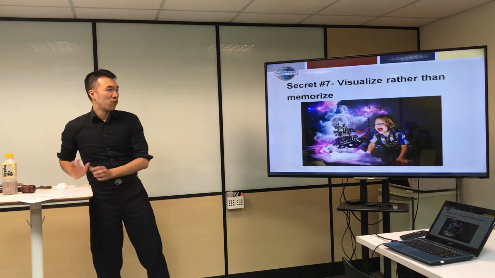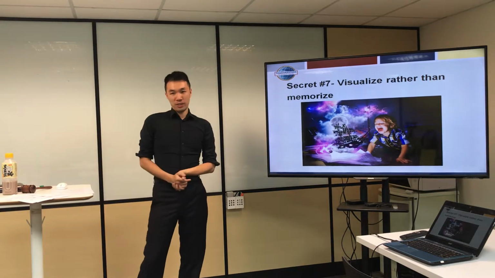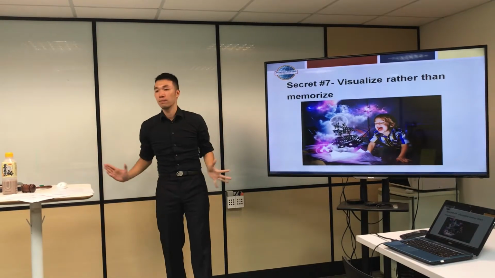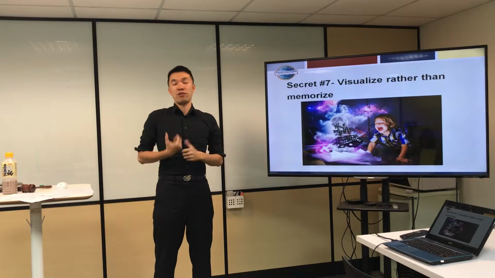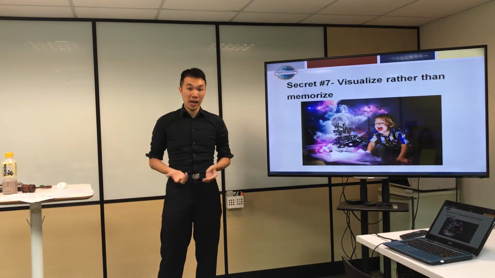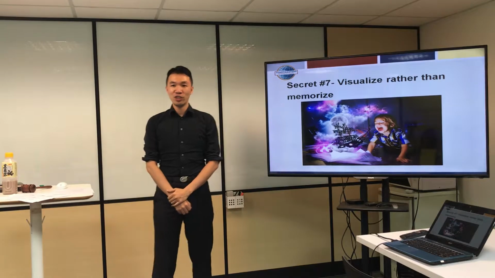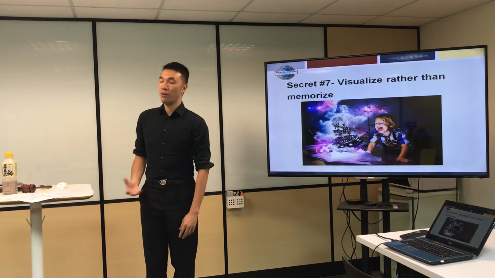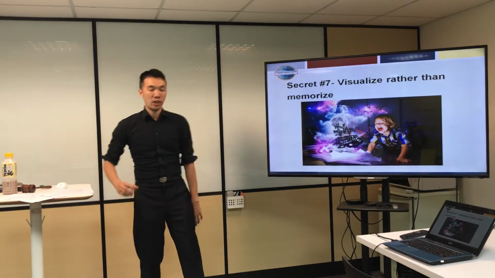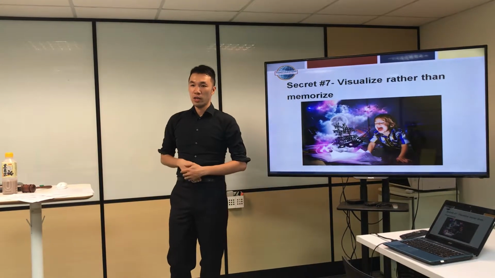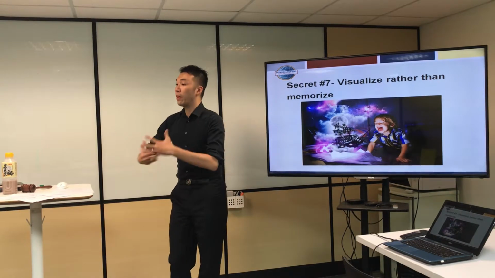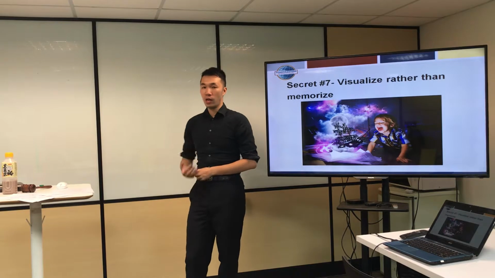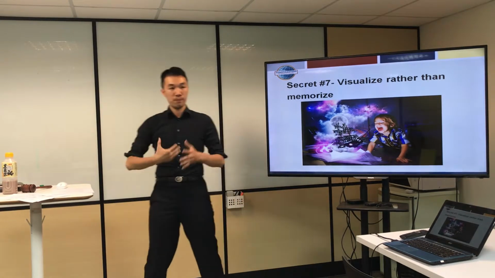Secret number 7 is to visualize rather than memorize. This is a tip for beginners. When I first joined Toastmasters, I did memorize my speech. So usually, this is what beginners look like, right? You just talk, you just talk, you just talk. But the more you practice, the more you understand how to write a story. You might even have a role play in your speech. And when you have a role play, obviously you are playing a different person, right?